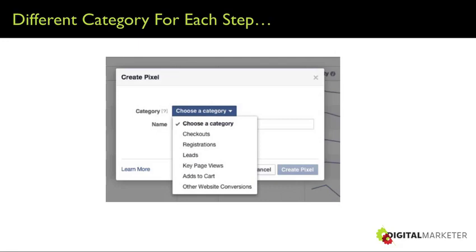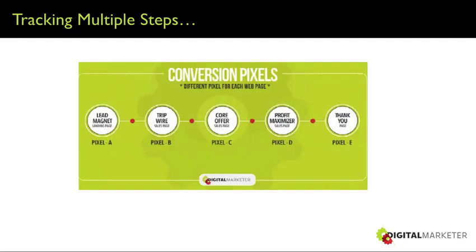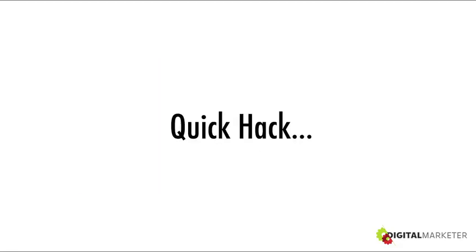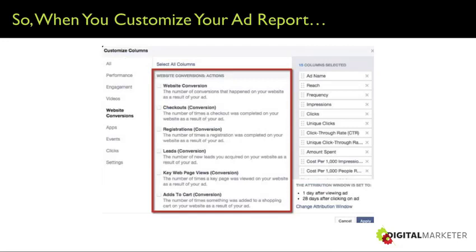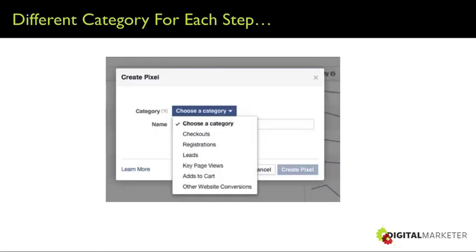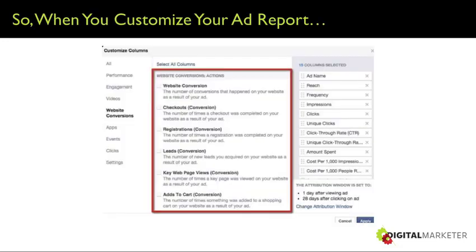Just make sure you're choosing different categories for each of these pixels if you're using them within one marketing funnel. The reason you want to do this is because when you get into your ad reports, which I'll show you in a later video in this lesson, you're going to select the different actions, the different categories here. You'll select those in the reporting.